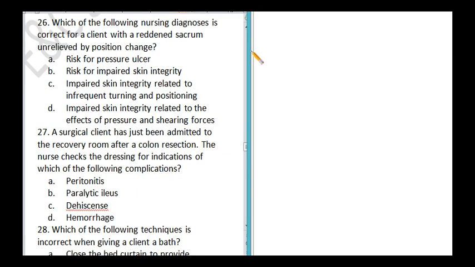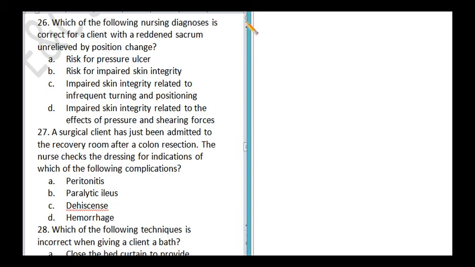Number 26. Which of the following nursing diagnoses is correct for a client with reddened sacrum unrelieved by position change? A. Risk for pressure ulcer. B. Risk for impaired skin integrity. C. Impaired skin integrity related to infrequent turning and positioning. Or D. Impaired skin integrity related to the effects of pressure and shearing force.